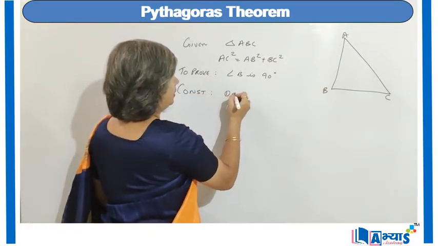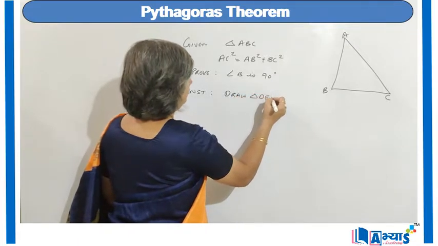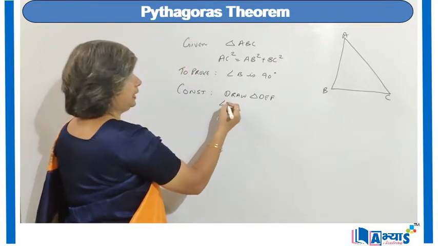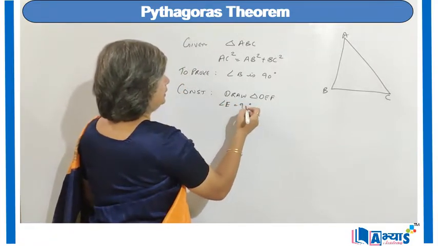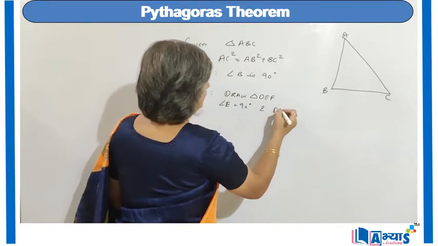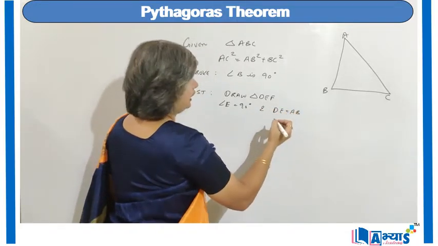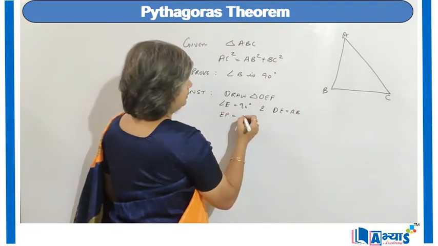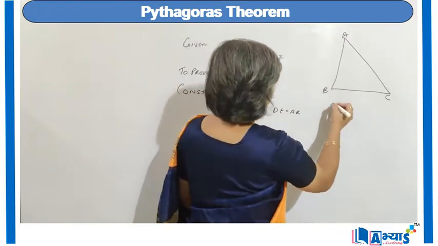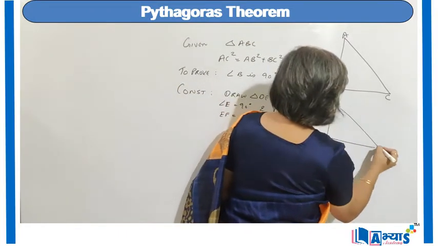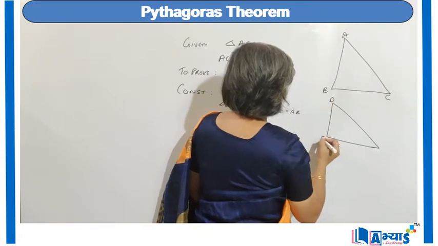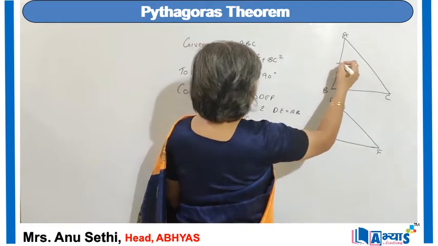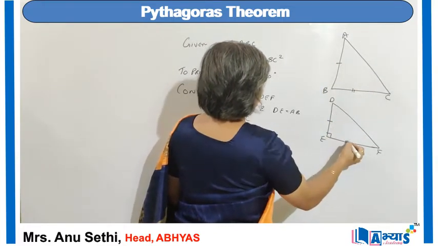Draw a triangle DEF such that angle E is equal to 90 degree and DE is equal to AB and EF is equal to BC. That means we have drawn a triangle DEF such that angle E is 90 degree and AB is equal to DE and BC is equal to EF.